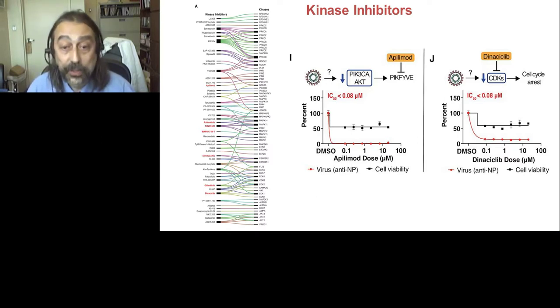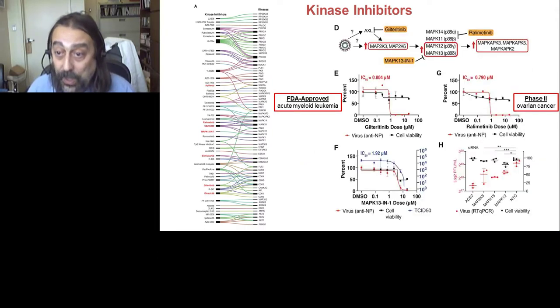Dinaciclib is an inhibitor of CDKs, which are some of the ones that we also identified as activated during viral replication. Again, it's a good inhibitor of viral replication. We have also inhibitors of MAP kinases that we also identified as activated during viral replication. That seems to be good inhibitors of viral replication. And also in one of these, in the H panel, if you treat cells with an siRNA, meaning you down-modulate this particular kinase, you also make an impact on viral replication.